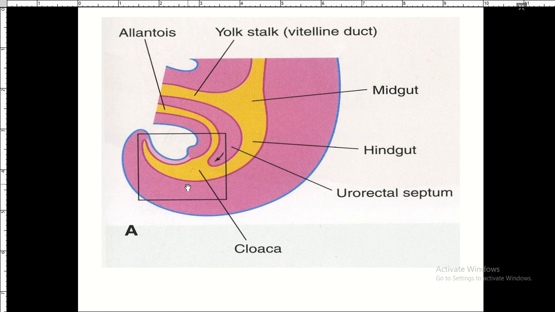So what structures of the GIT come from the hindgut? One, we have a portion of the transverse colon, the descending colon, sigmoid colon, rectum, and the upper half of the anal canal. Those are the structures we get from the hindgut.